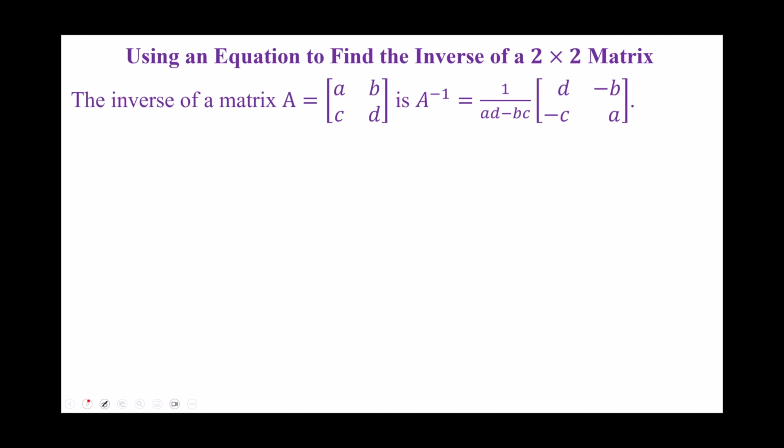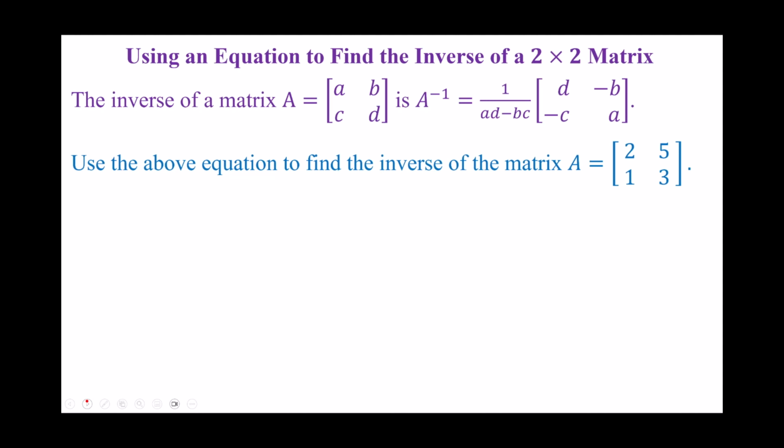So let's practice one. Let's use that equation to find the inverse of a 2 by 2 matrix. So here's our formula. And now I'm going to use that to find the inverse of this matrix A. We found the inverse of this matrix earlier, so we should get the same answer as we did then. So I have 1 over 2 times 3 minus 1 times 5. And then times that 2 and 3 switch places. And then I change the sign of that 1 and 5.